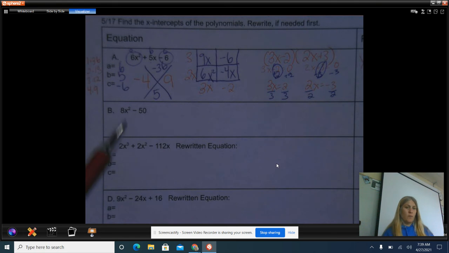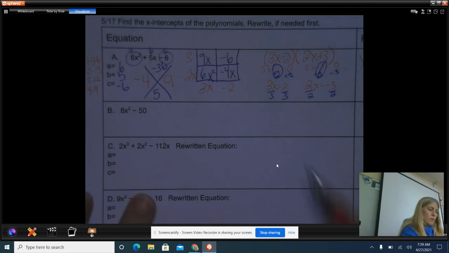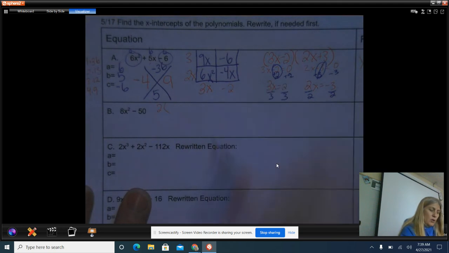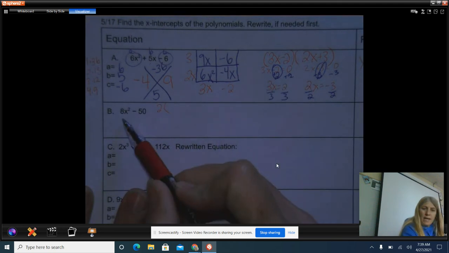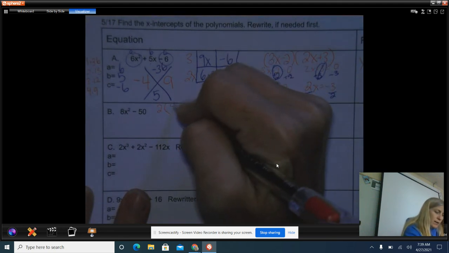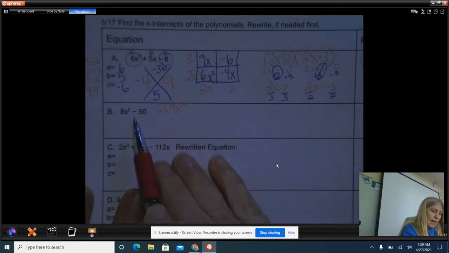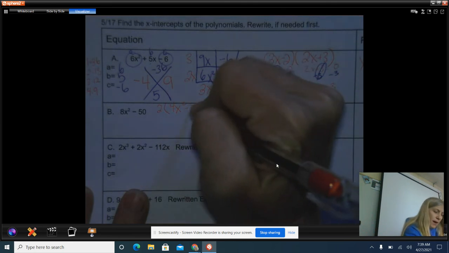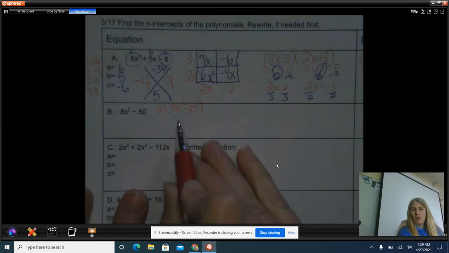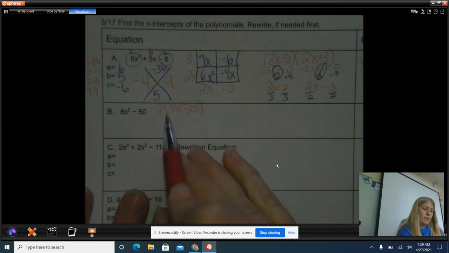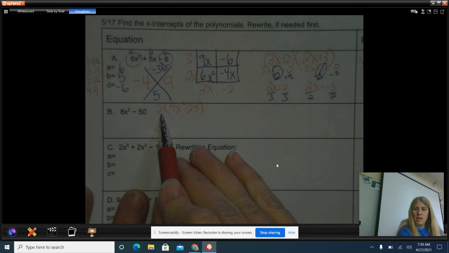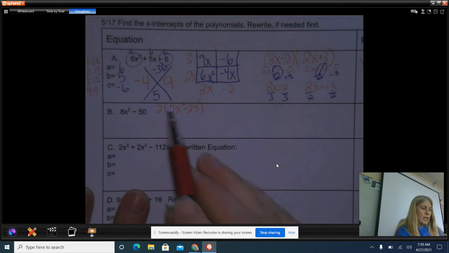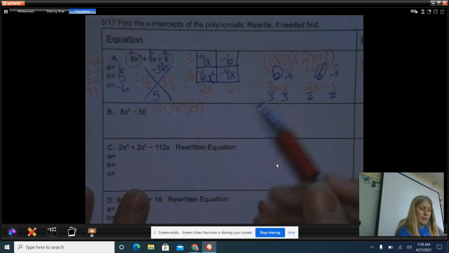Here we have 8x squared minus 50. And so I can see that they are both even. So I'm going to rewrite it first by pulling that 2 out. So 8 divided by 2 gives me 4x squared. And then I have -50 divided by 2, which is -25. And that just gives me easier numbers here to look at. And I have to remember that 2 at the end. It's not going to change my roots, but it will change my vertex later.